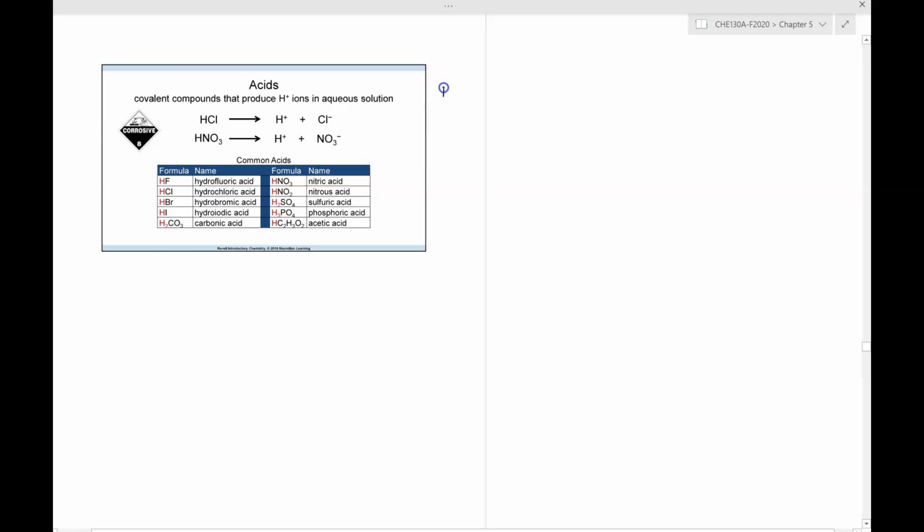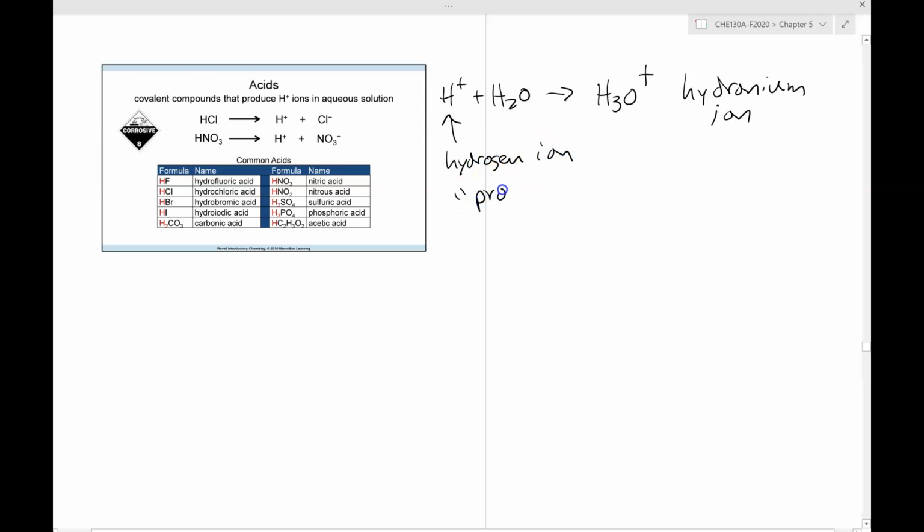The other thing folks talk about is the hydronium ion, which if I take H plus and H2O, we get H3O plus. That's called the hydronium ion. And the purists really say, okay, we got to talk about hydronium ions. H plus again is called the hydrogen ion, or sometimes called a proton.